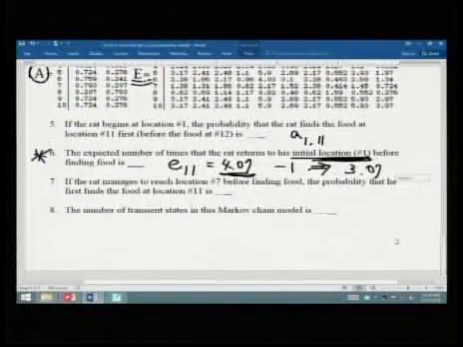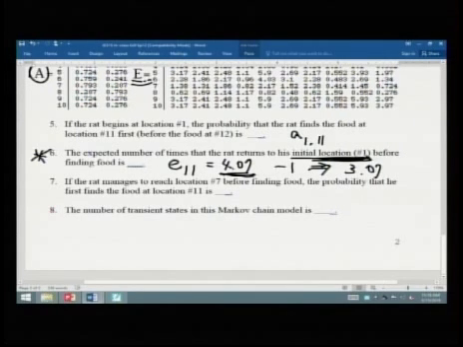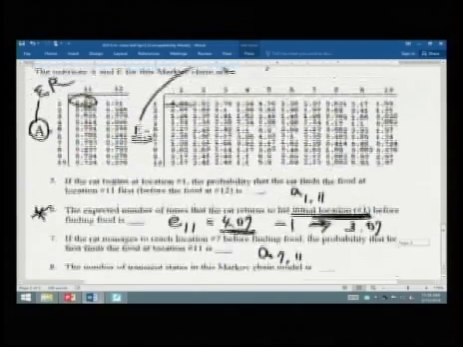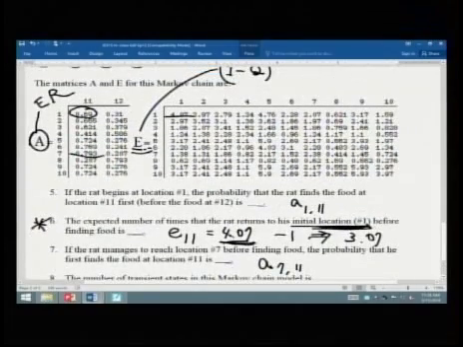How about number 7? If the rat manages to reach location number 7 before finding food, what is the probability that he first finds the food at location number 11? This is also very similar to question number 5. We need to look at the absorption probabilities. Now starting from 7, and then ending up at 11, so we need to look at this, 79.3%.